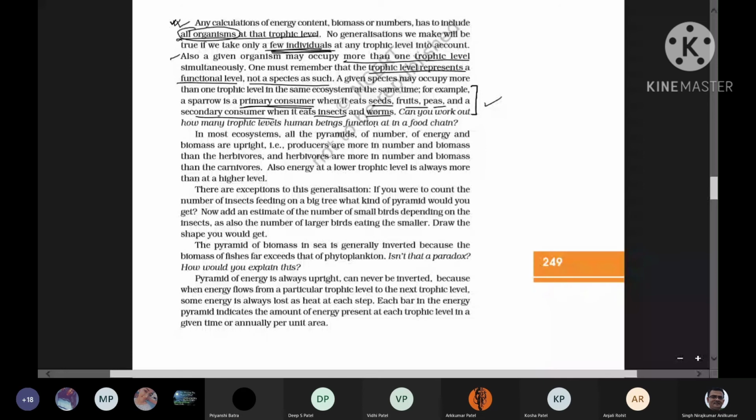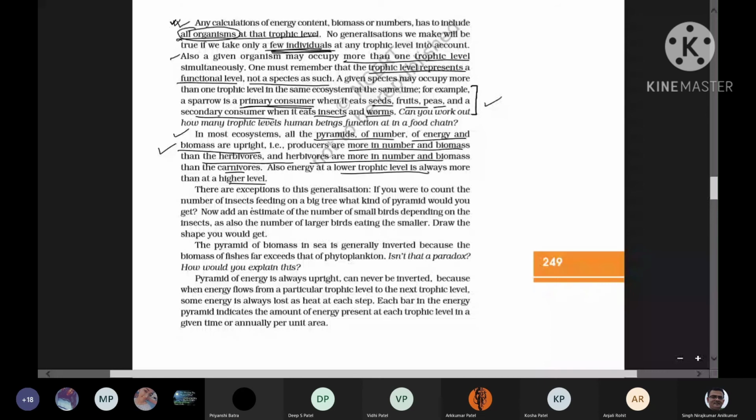But some exceptions are also there. There are exceptions to this generalization that we discussed earlier, like the pond ecosystem. Here they are giving another example of a tree ecosystem. On a tree, many insects as well as birds are there. Suppose a single big banyan tree is there, on which many insects and birds are there, and birds are eating those insects.